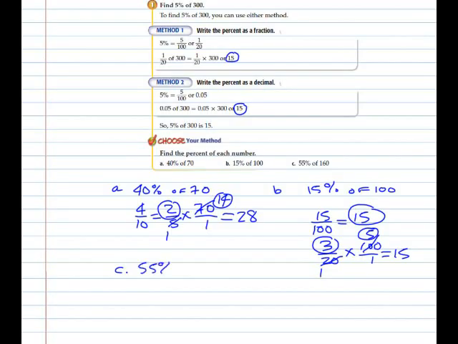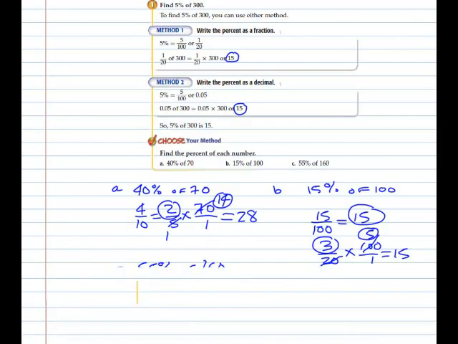Example C, we're going to write that as a decimal, 55% of 160. To change a percent to a decimal, we move our decimal point 2 places to the left. We call it P to D. So we have 0.55 times 160, which gives us 88.